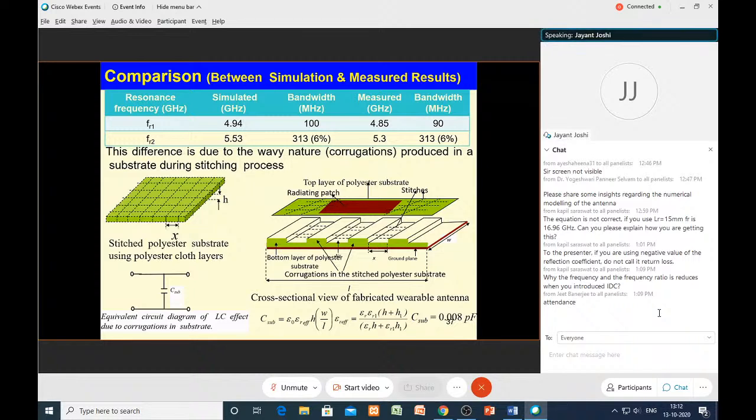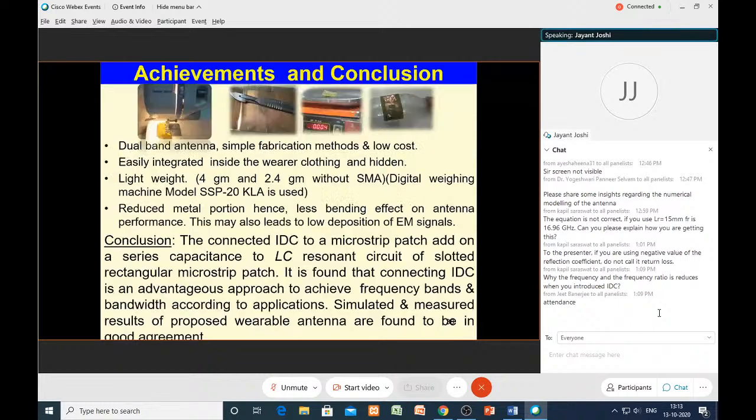So you calculate the values. We will go ahead. And we got some values, and the values are shifted. So this is the work that we have enhanced and modified. Okay. So these are the different achievements. We measured its weight.